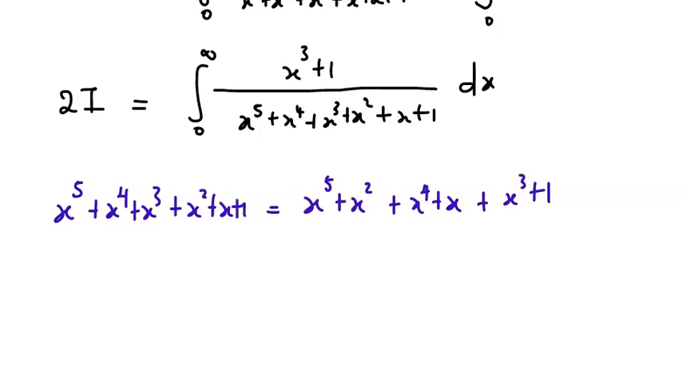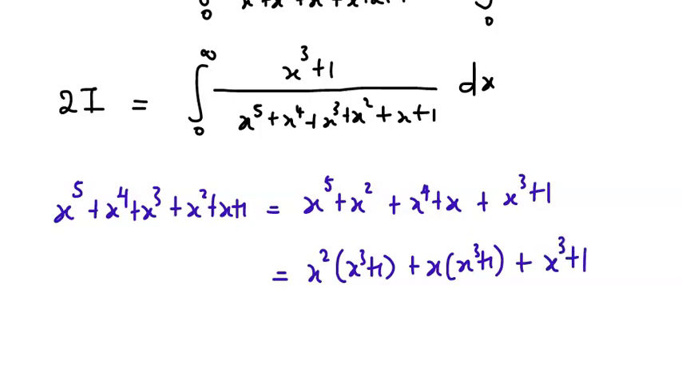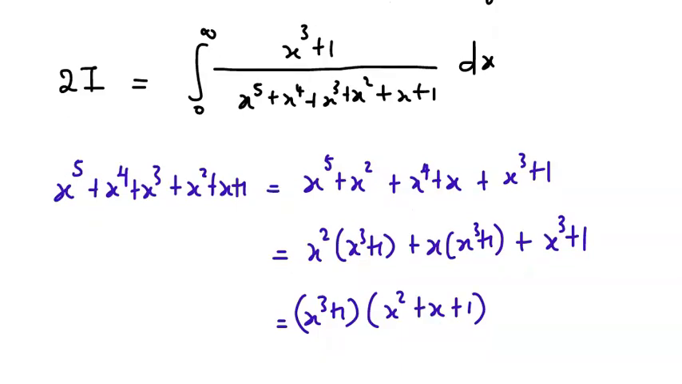cubed plus 1. So here x to the power of 5 plus x squared is common, take it out. Then we have x cubed plus 1. x to the power of 4 plus x is common, so take it out, we have x cubed plus 1. Then here we have plus x cubed plus 1. Now we can say that x cubed plus 1 is common, so we can take it out. And when you do that, we're left with x squared plus x plus 1. Isn't that amazing? It is indeed awesome.